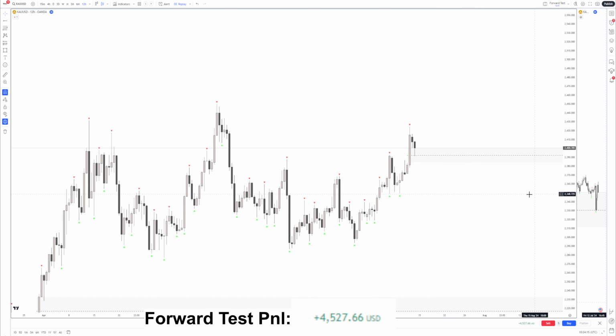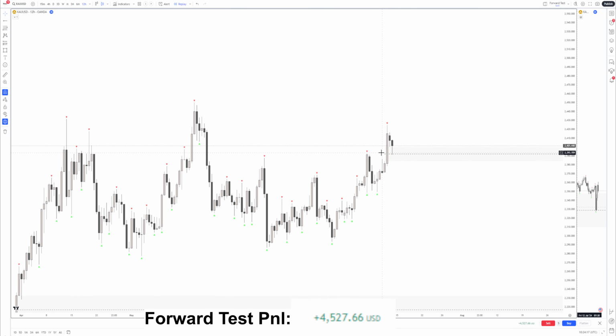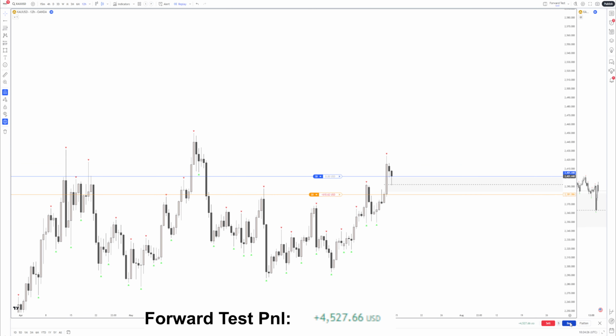So, okay, price has arrived. I should have got a better entry there. Moved it too quickly. You know what? It is what it is. I will just enter that trade a bit late.